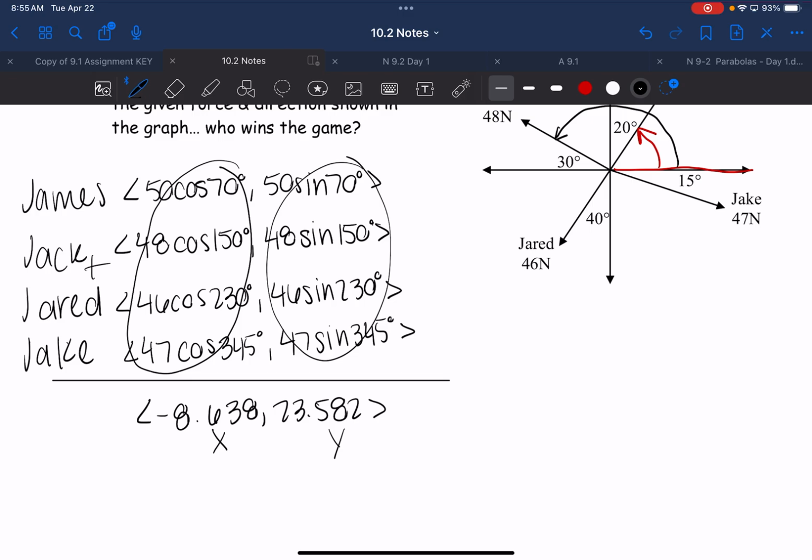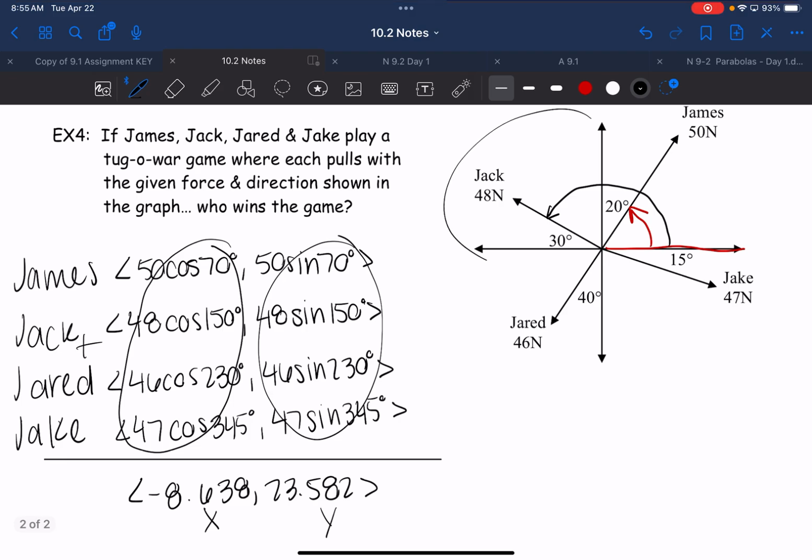All right, so remember, this is my x component over here, and this is my y component. So if I have a negative x value, that tells me I'm in quadrants 2 or 3, right? And then my y value is positive, so I must be in which quadrant? Quadrant 2. So who won? Jack. So Jack wins. All right.